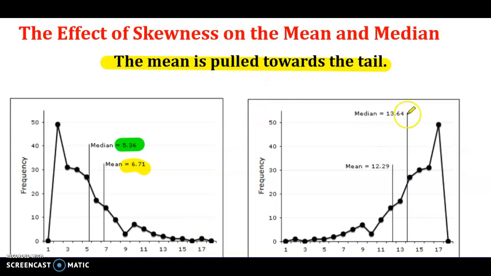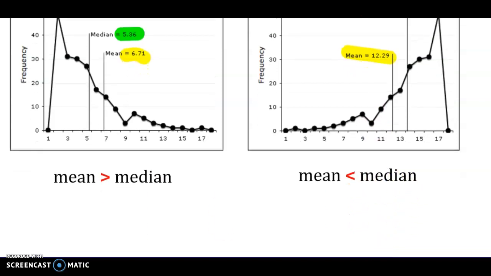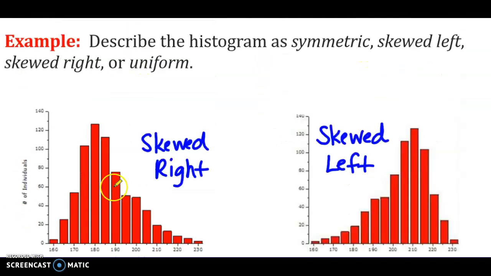In the same way, I've got a median here of 13.64, but I've got a tail over here to the left, so it's going to pull my mean in that direction. Once again, wherever I have a tail, that's the direction it's going to pull things. So my mean in this case is bigger than my median, and in this case, my mean is less than my median. Okay, all right, moving on.